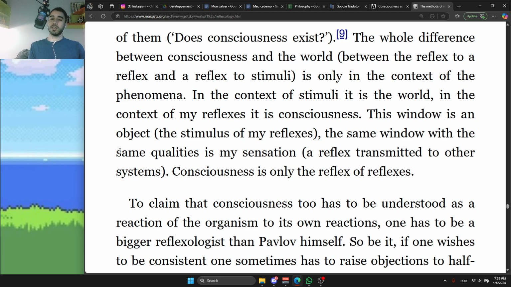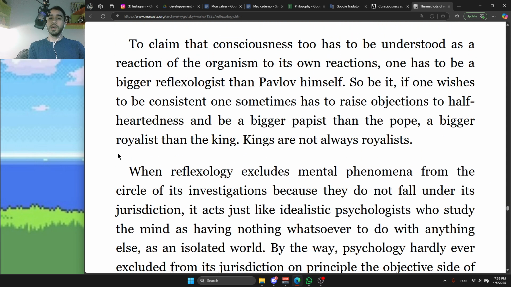This window is an object, the stimulus of my reflexes. The same window, with the same qualities, in my sensation is a reflex transmitted to other systems. Consciousness is only the reflex of reflexes. I correct myself. To claim that consciousness too has to be understood as a reaction of the organism to its own reactions, one has to be a bigger reflexologist than Pavlov himself. So be it. If one wishes to be consistent, one sometimes has to raise objections to health, hardness, and be a bigger papist than the Pope, a bigger royalist than the king. Kings are not always royalists.